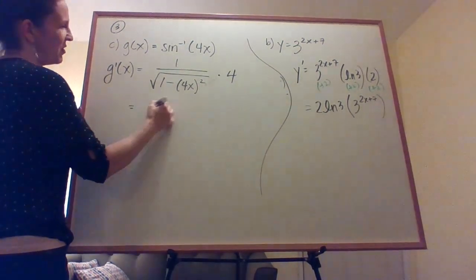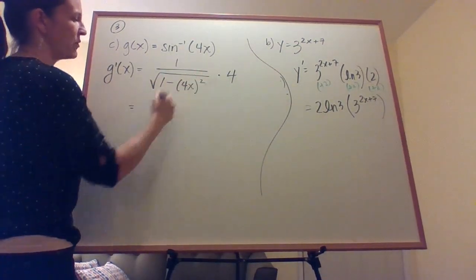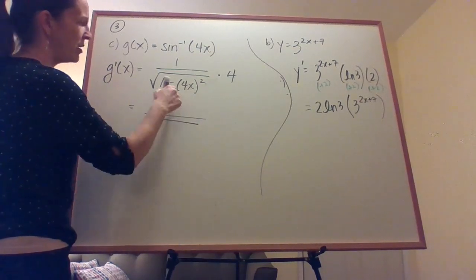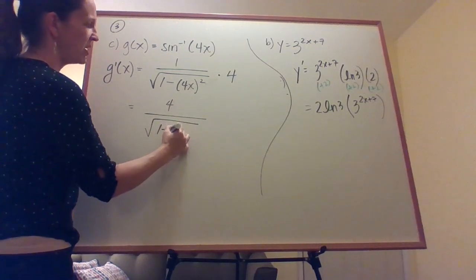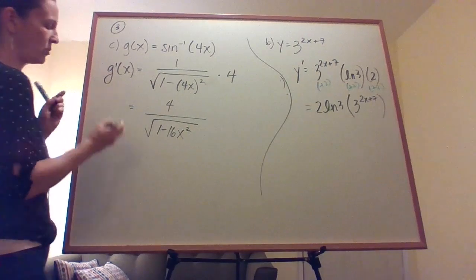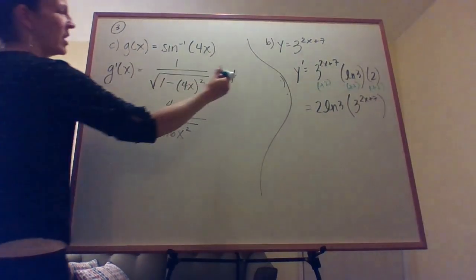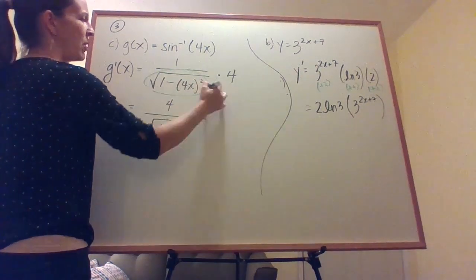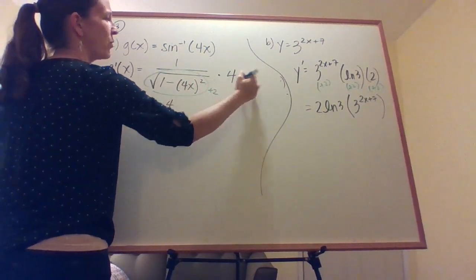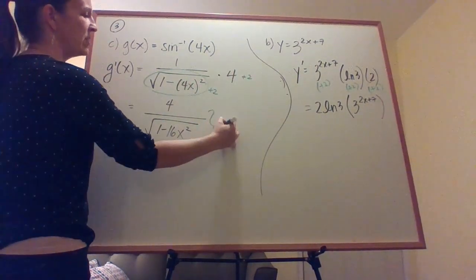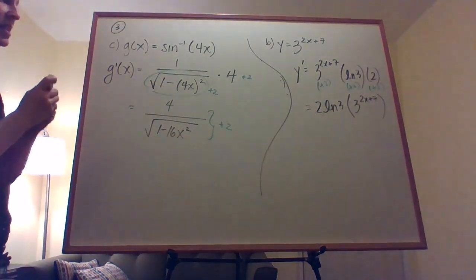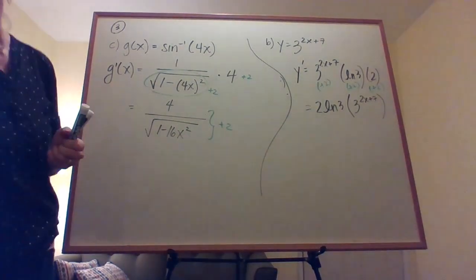So I end up with, if I clean it up slightly, 1 times 4 on the top, and on the bottom, if I square this, 1 minus 16x squared. And that's my final answer for part C. You get 2 points for getting this part of the formula right, 2 points for applying the chain rule, and 2 points for cleaning it up. 6 points overall for that one.